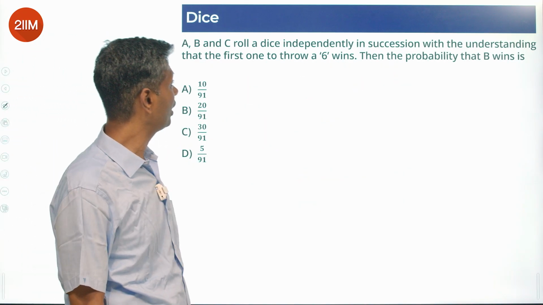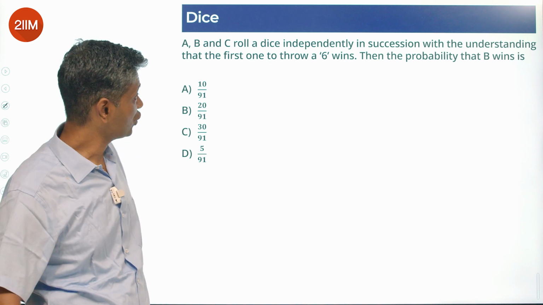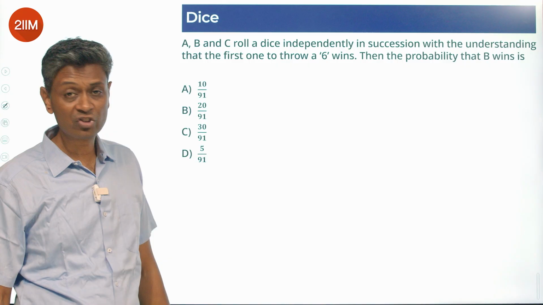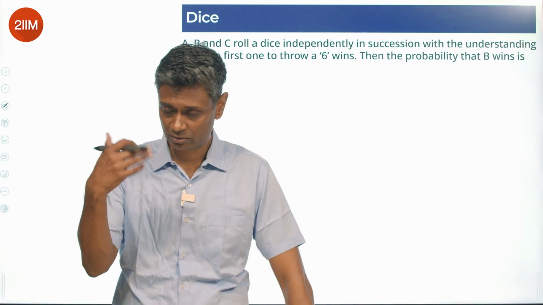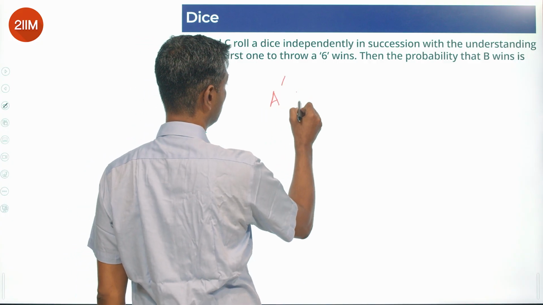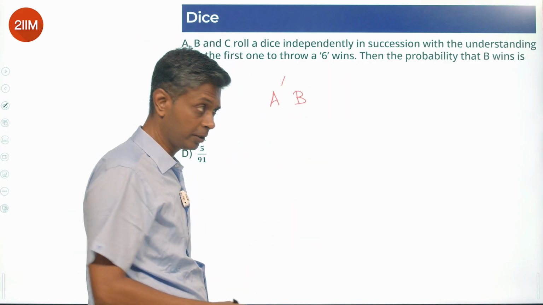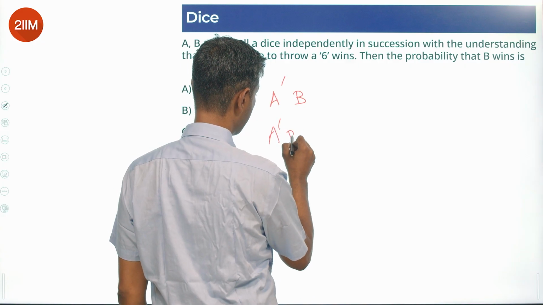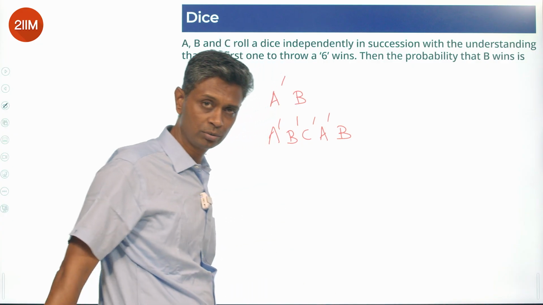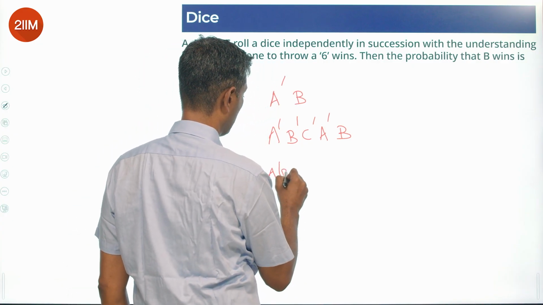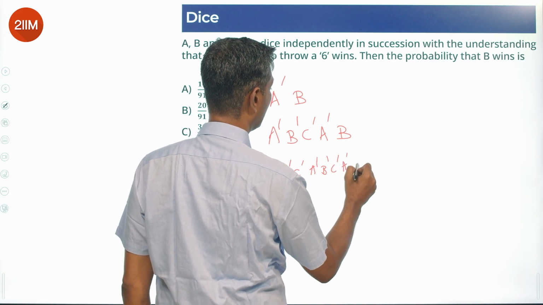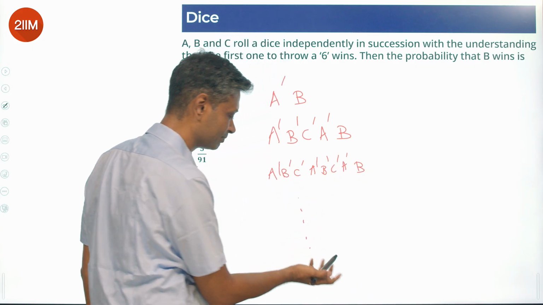A, B, C roll a dice independently in succession with the understanding that the first one to throw a 6 wins. Then the probability that A wins is, probability that B wins, B should win. So let's say A does not win, B wins, that's a possibility. A does not win, B does not win, C does not win, A does not win, B wins, is a possibility. A, B, C, A, B, C, A, and then B wins, is a possibility, and so on.